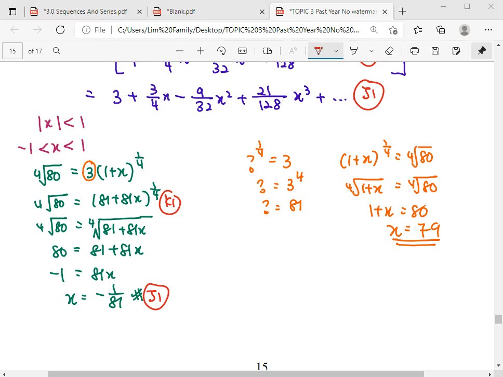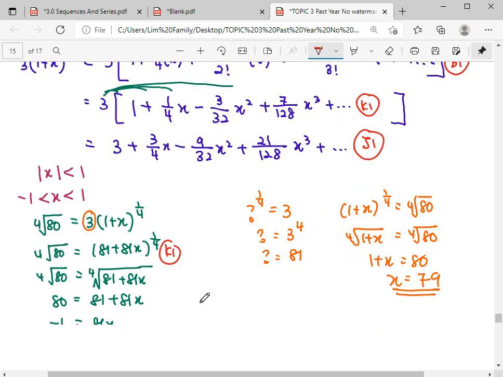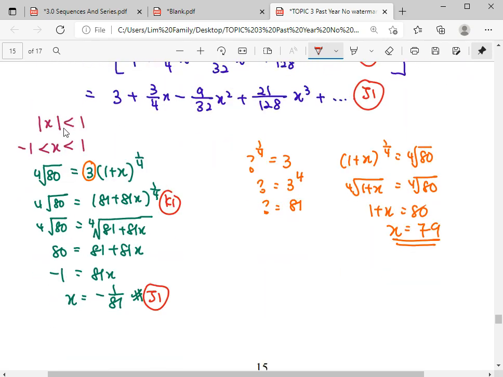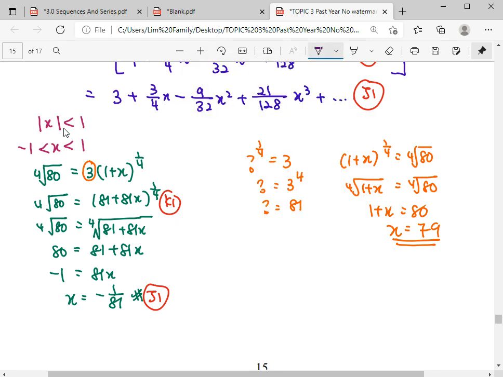Okay, so we continue. We have to, this hasn't ended yet. We are not finding x, we are finding what this value is in our expansion, using the expansion here. So once we get our x here, we will substitute. Our next step is we use this x value to substitute into our expansion.